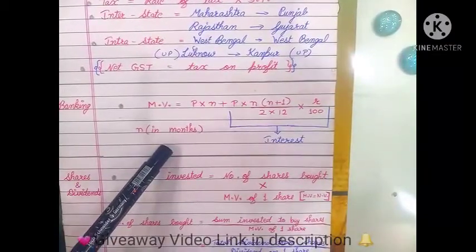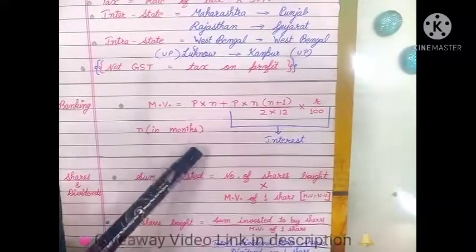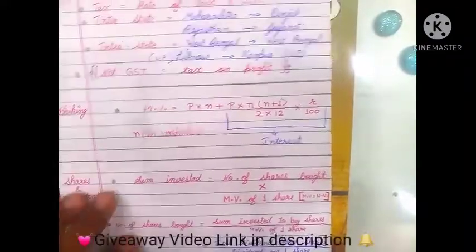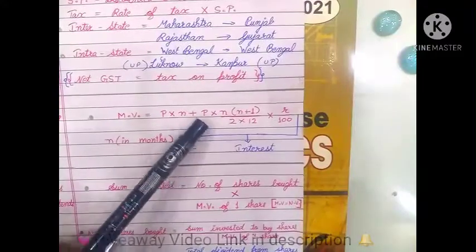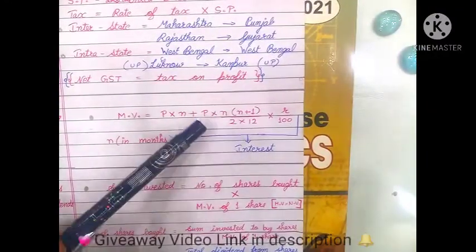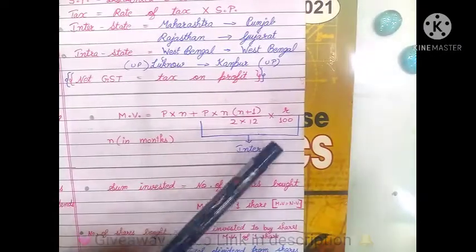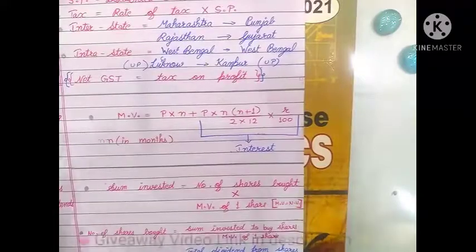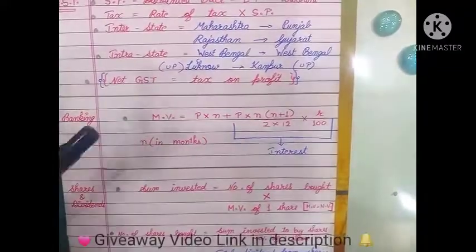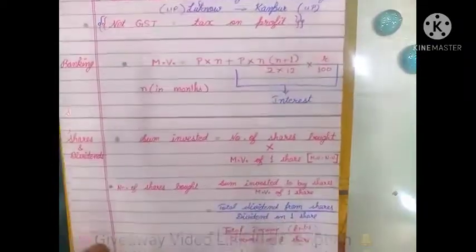In exams time is given in years and you need to convert it into months. You might have also seen that I have written somewhere in a large bracket 'interest'. What does that mean? The formula for interest is P into n plus 1 over 2 into 12 into R over 100. So this is the formula for interest. So you have learned the formula for maturity value. Banking chapter complete. So next is shares and dividends.